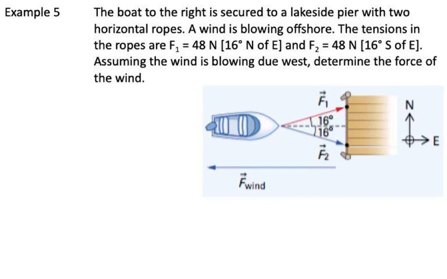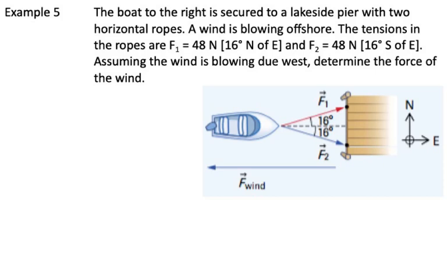So in this example, we have a boat that is secured to a pier with two ropes in red and in blue. The tensions in those ropes are both 48 newtons. The red rope is in a direction of 16 degrees north of east, and the blue one is 16 degrees south of east. Assuming that the wind is blowing due west, determine the force of the wind.